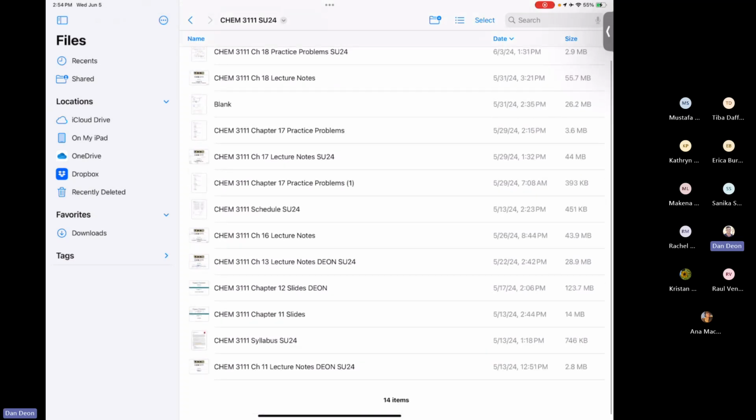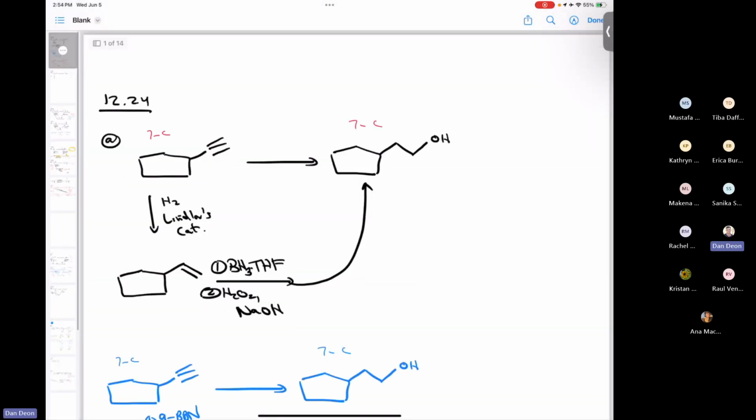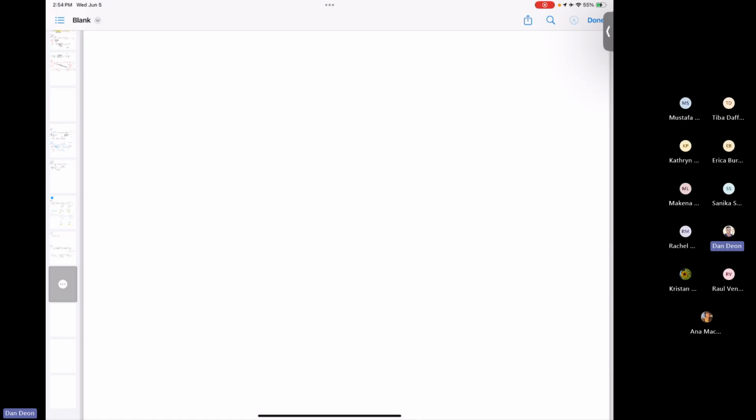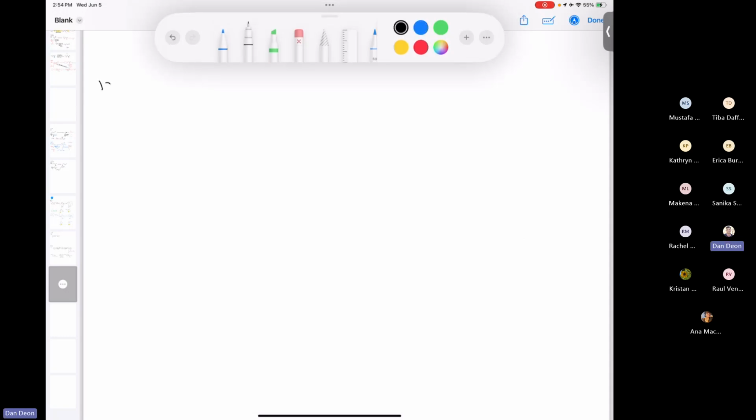So I'm going to go down here. Come on. There we go. So this is 19.40. And the first one, we're taking methyl cyclohexane.